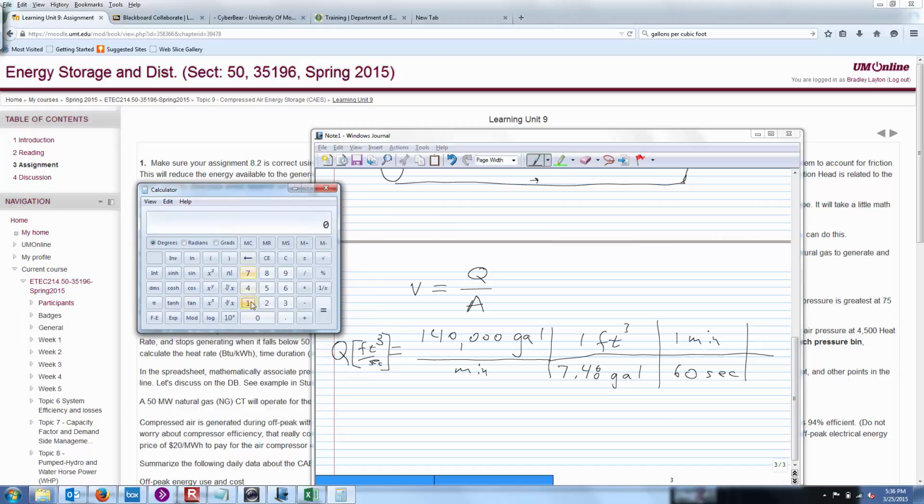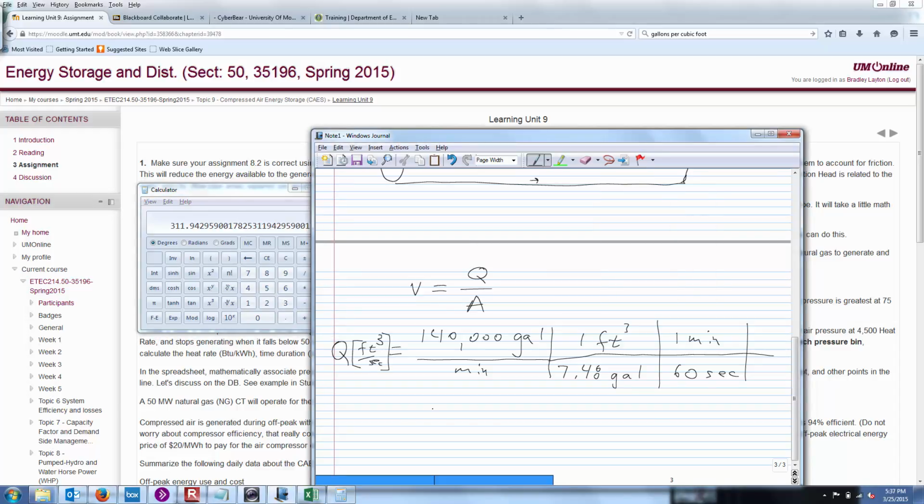Okay, so here's 140,000 divided by 7.48 divided by 60 equals 312. 312 cubic feet per second.